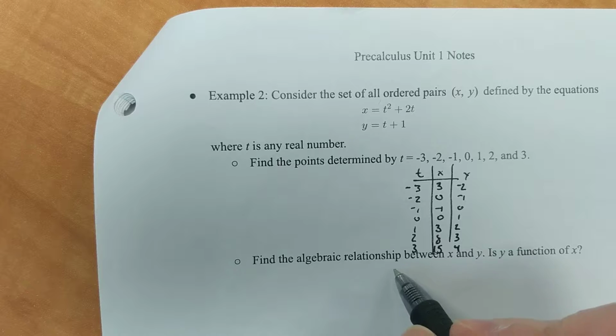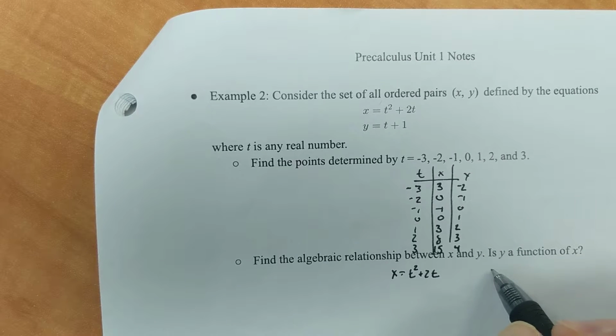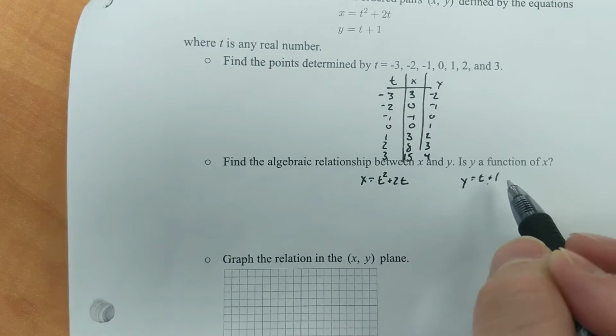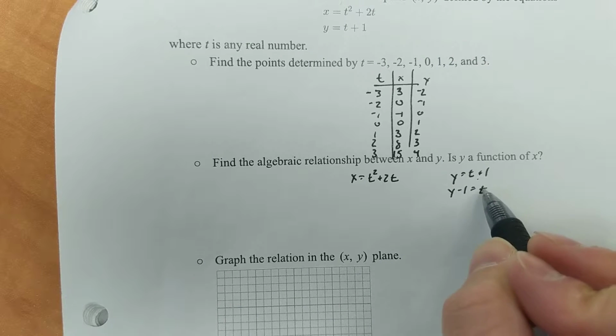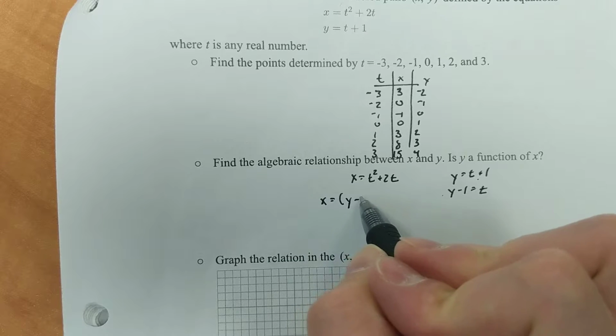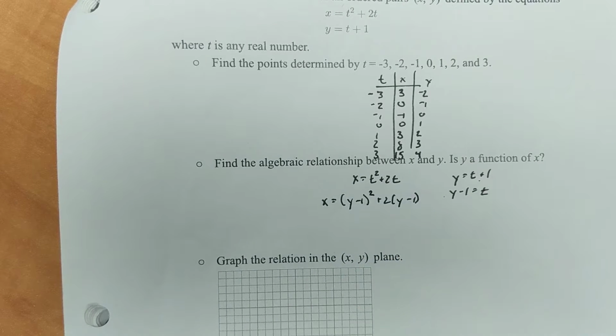So find the algebraic expression. I've got x equals 2t, y equals t plus 1. This time that one's easier to solve. So I'm going to solve my y equals equation. y minus 1 equals t. I'm going to take this equation and put it in for the t's over here. So x equals y minus 1 squared plus 2 times y minus 1.